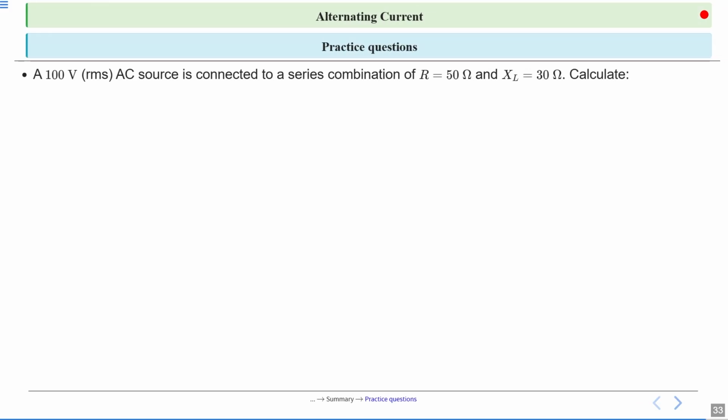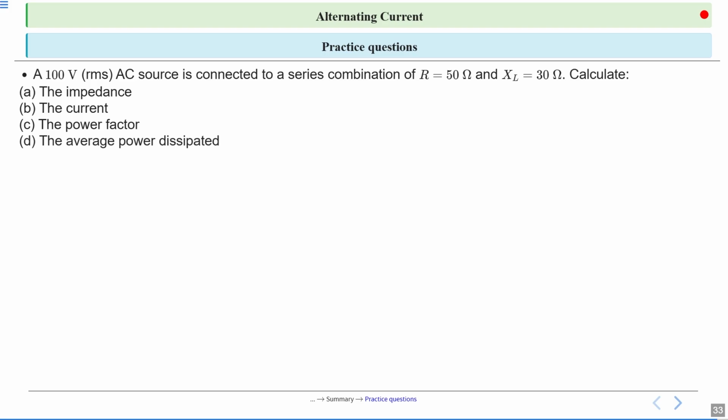Okay, there are some practice questions. 100 volt, this is RMS value. If it is not mentioned in the question, it is RMS value only. An AC source is connected to a series combination of R equal to 50 ohm and XL equal to 30 ohm. So what do we have to calculate? The impedance, the current, the power factor, and the average power dissipated.